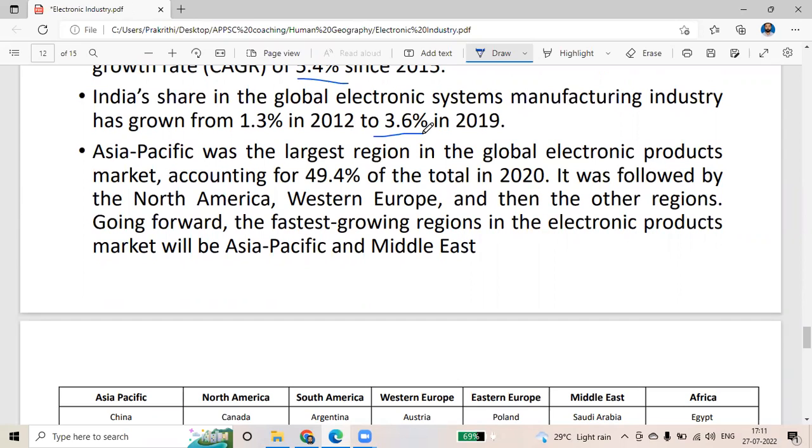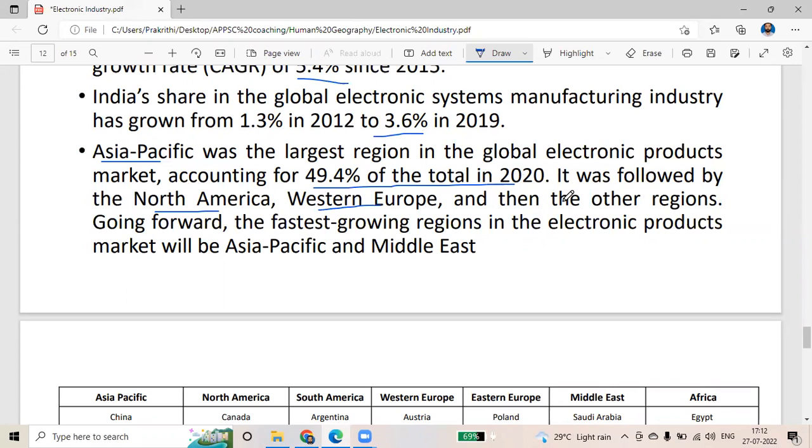लेकिन सबसे ज्यादा, as we know, China plays a vital role. जो भी मोबाइल फोन हो, जो भी कंप्यूटर हो, if you look, most of them is made in China. So China is contributing very much. So largest contributor on the world scale is from Asia Pacific region. I will show you what are the Asia Pacific region. Account for about 49.4% of the total electronic production during 2020. It is being followed by North America, then Western Europe, then other regions.